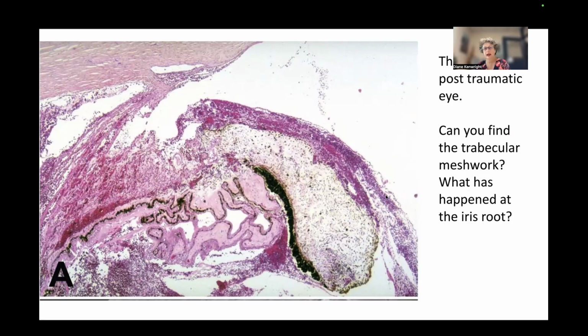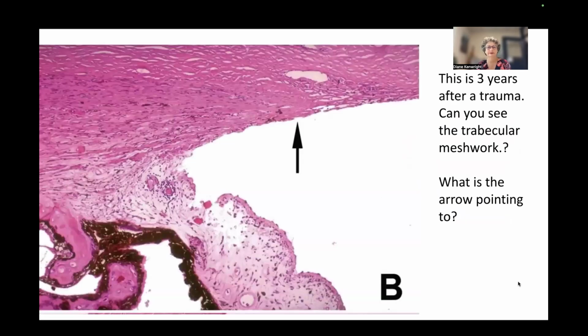So sometimes we can get either direct red cells or macrophages here with hemorrhage in them, which can also block up the angle. I think I've got a case of that later. All right, let's have a look at the next one.